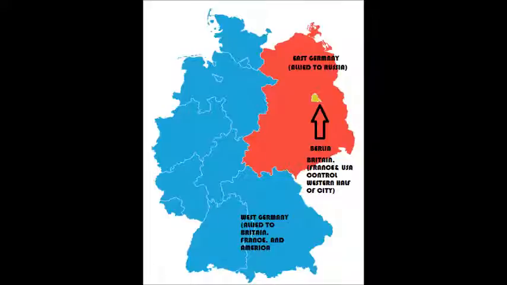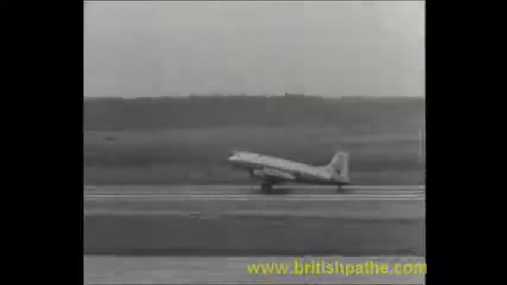So here you've got the Allies, 2 million people in West Berlin, and they are surrounded by communists. Well, what can you do? Well, the Americans decided to fly in all the food that the people of West Berlin needed. And this was a massive effort. Now, this is the Berlin Airlift.